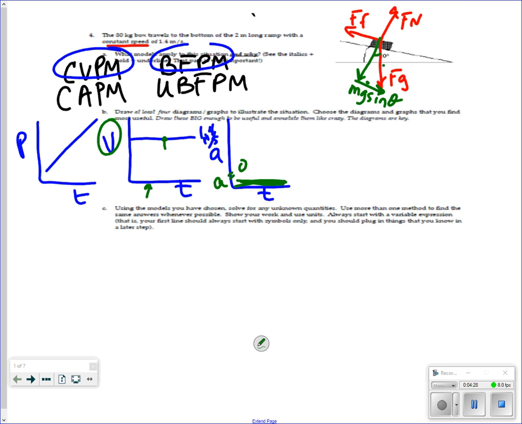The other one that some folks brought up was a motion map. If you're going to do a motion map with velocity, just remember that your arrows should be approximately the same size because you're moving with a constant velocity. Okay, so now what I've asked you to do is to solve for absolutely everything you can possibly find.